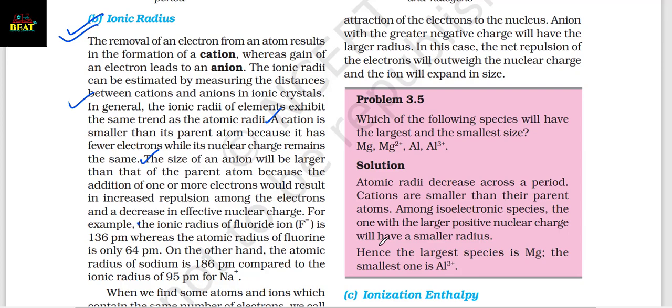For example, the ionic radius of fluoride ion is 136 pm, whereas the atomic radius of fluorine is only 64 pm. On the other hand, the atomic radius of sodium is 186 pm compared to the ionic radius of 95 pm for Na+ ion.